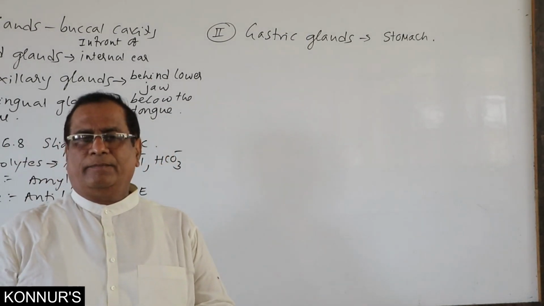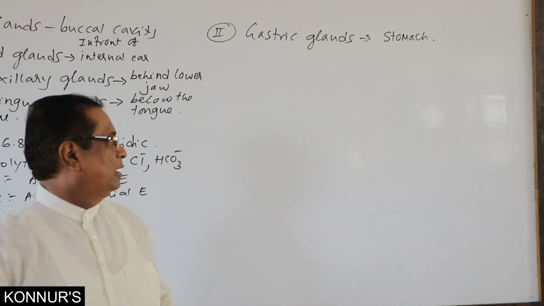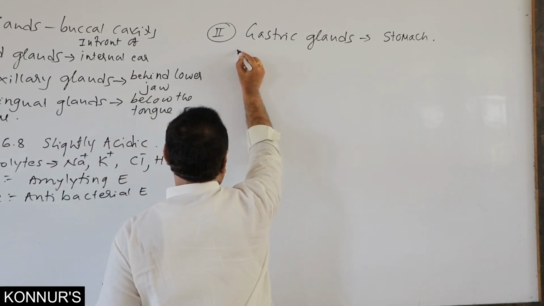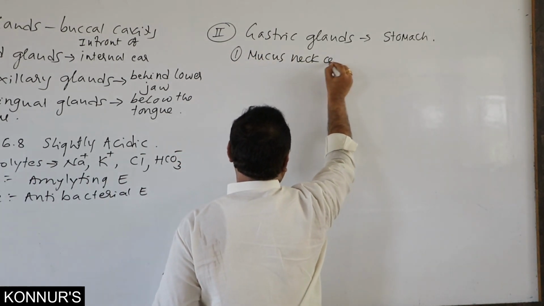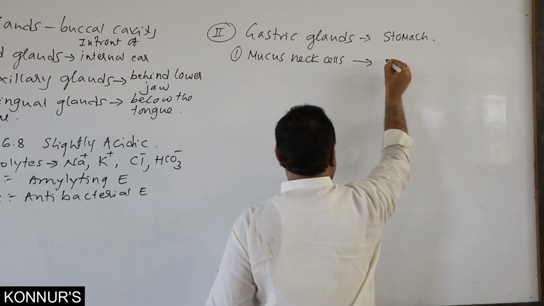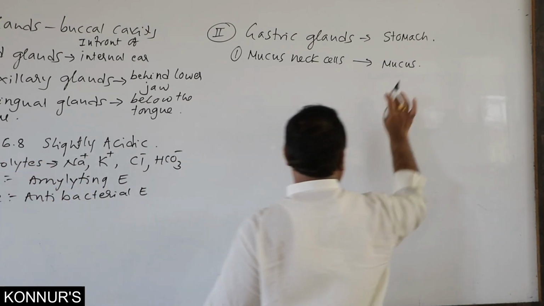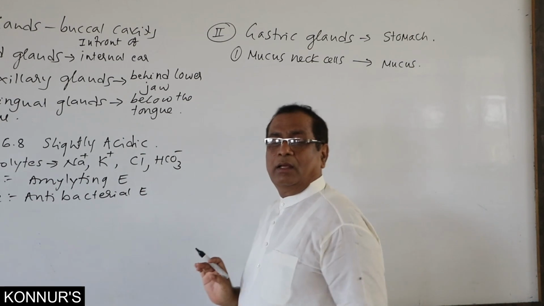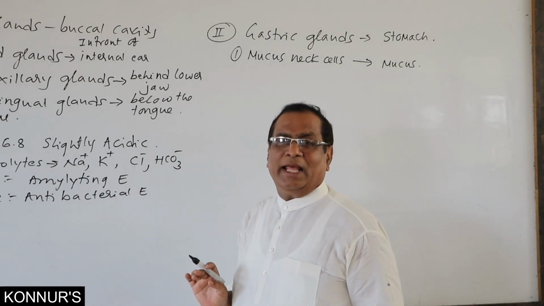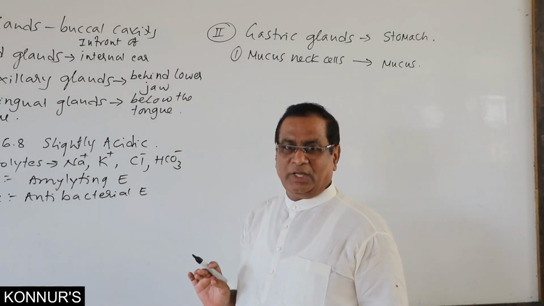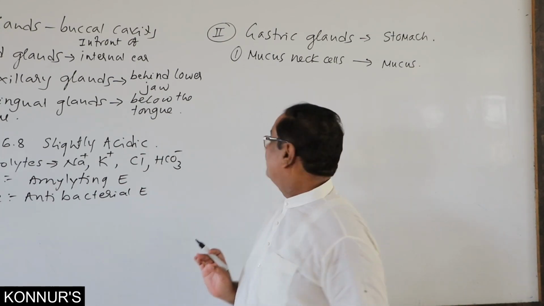These gastric glands have three types of cells. Those three types of cells, one, mucous neck cells. Their target is to produce mucus. Mucus is there in saliva also. It is there here in gastric juice. Even mucus is there in intestinal juice. It mainly helps for lubrication of food, the forward movement of food.